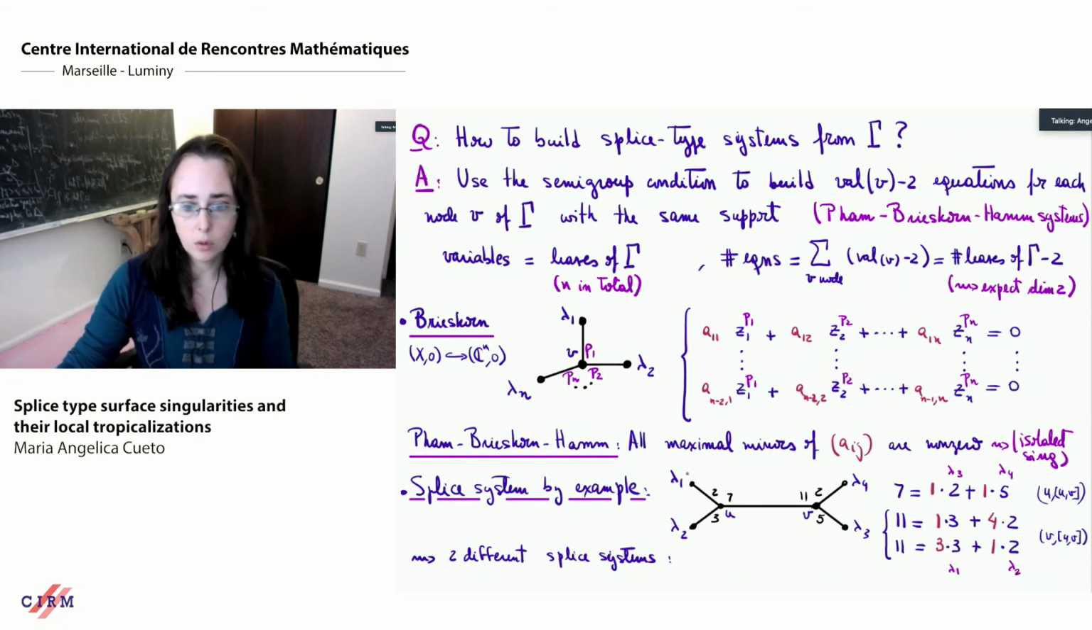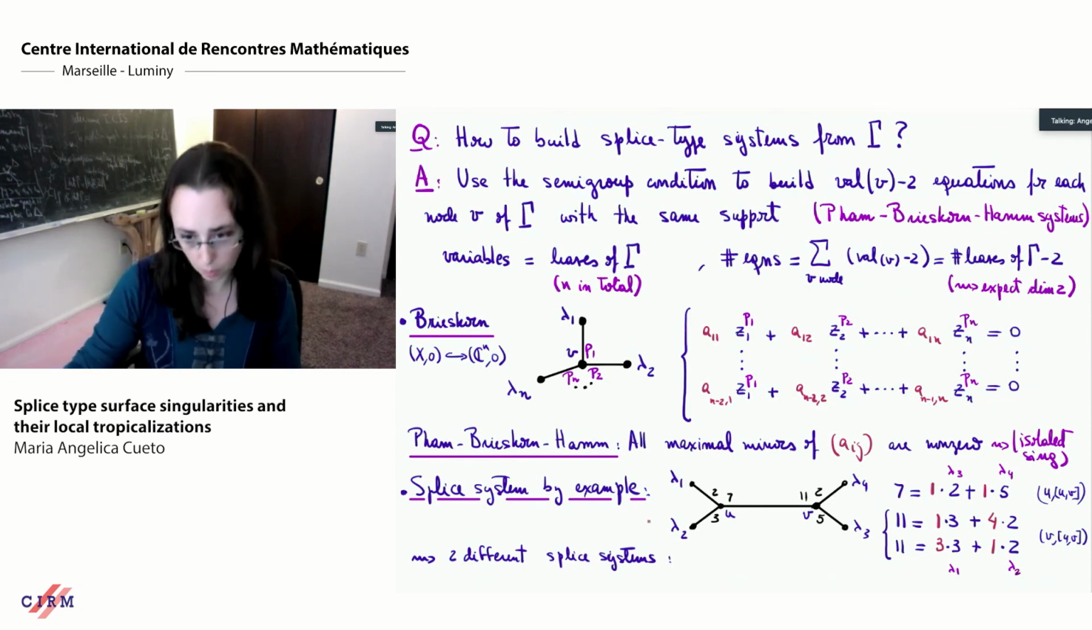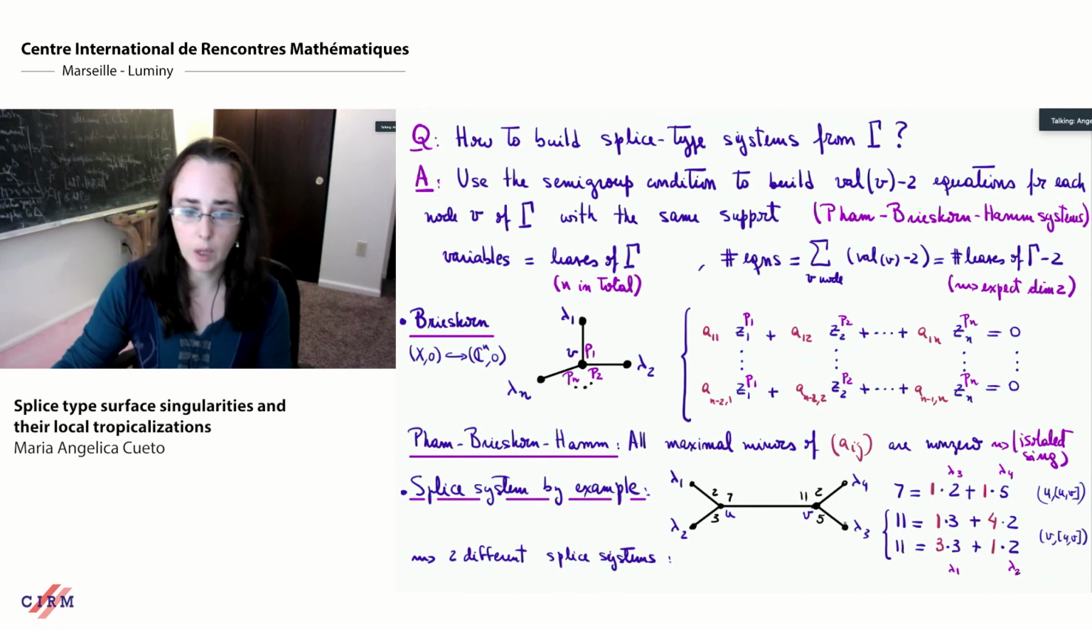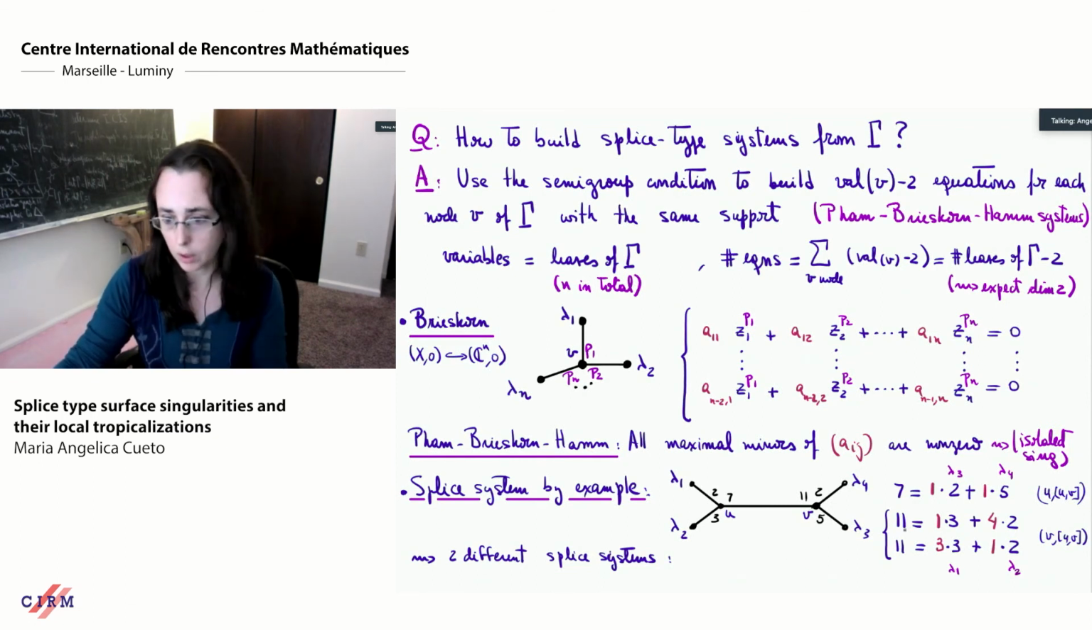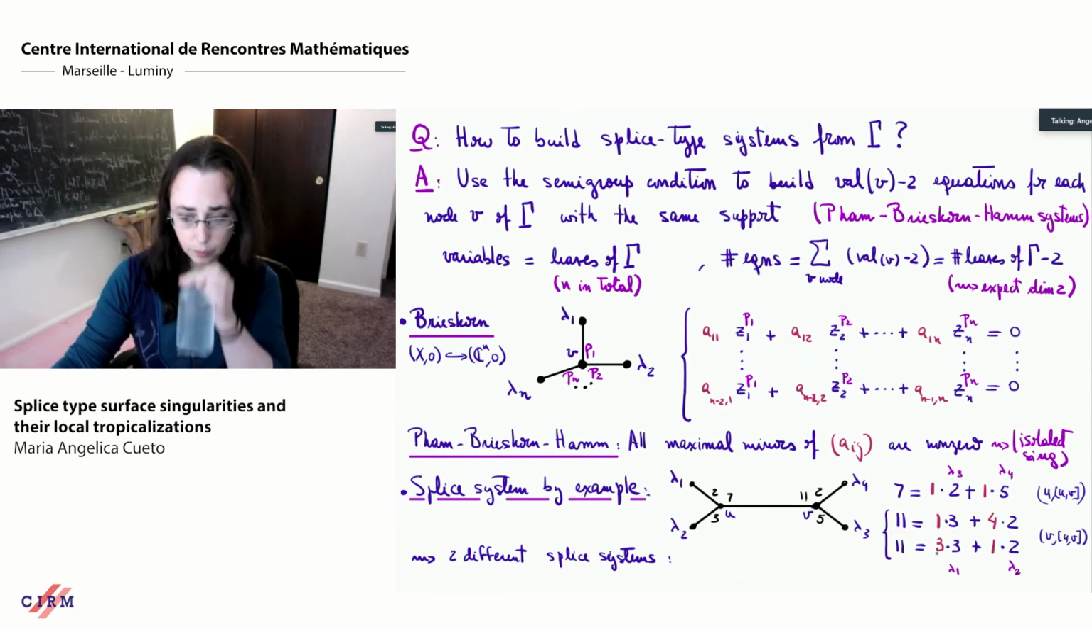So before we do the general case, let me just go back to the running example that we had and see what kind of systems we can get. And as I mentioned earlier, we have two systems because we're going to have two ways of writing 11 as a combination of 3 and 2.